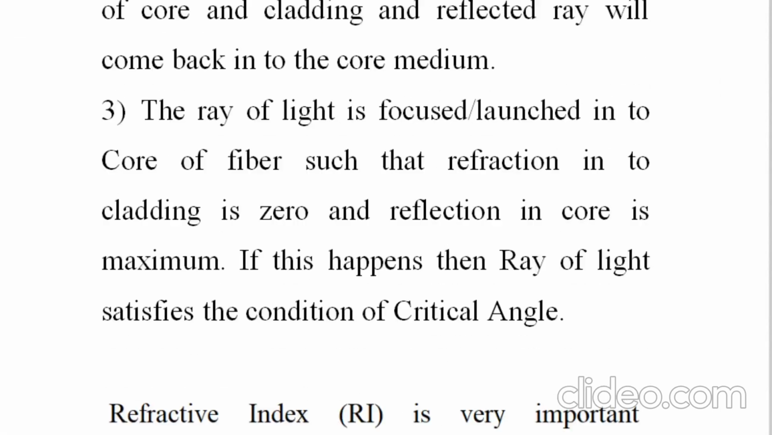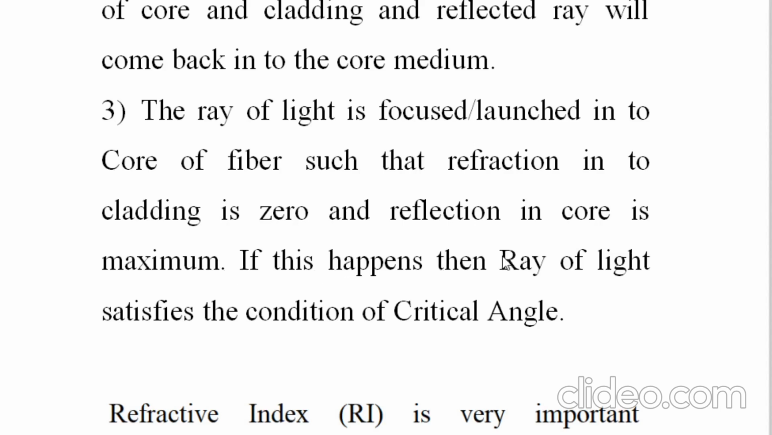takes place. Number three, the ray of light is launched obliquely into the core of the fiber such that refraction into cladding is zero. Here, be careful, it is refraction, not reflection, because some part of the ray of light will get refracted and some will get reflected back into the core. So the ray of light is launched into the core of the fiber such that refraction into cladding is zero. There should not be refraction, so that the light energy will not get lost. So refraction into cladding is zero and reflection in core is maximum. We want maximum reflection, so our light energy should not get wasted.